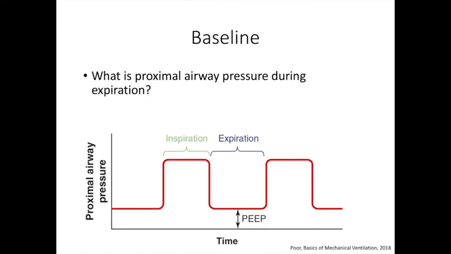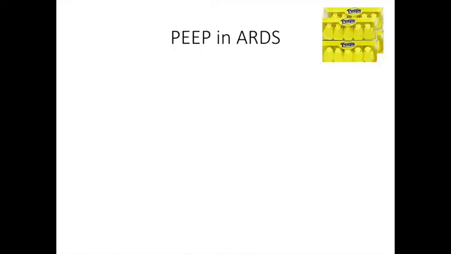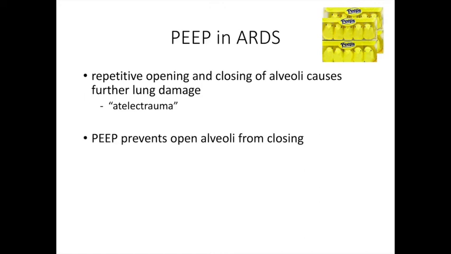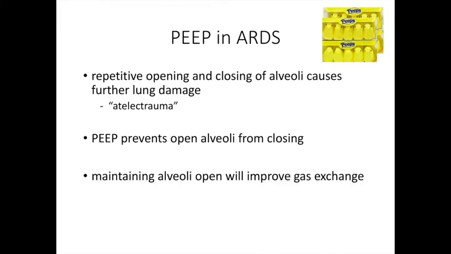Finally, the last phase variable is known as the baseline. This determines what the proximal airway pressure is during expiration. It's also known as the PEEP. The pulmonary edema in ARDS causes many of the alveoli to collapse. The repetitive opening and closing of alveoli causes further lung damage. This is what's known as atelectrauma. PEEP prevents open alveoli from closing. Additionally, maintaining alveoli open will improve gas exchange.